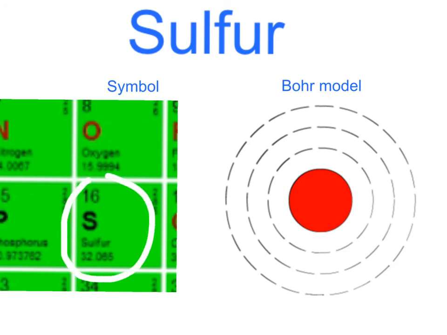And so I can use this information to fill in my protons and neutrons. So how many protons does sulfur have? Sulfur has 16 protons. That's his atomic number right here. He has a rounded mass of 32. 32 minus 16 is 16. And now I need to put in my electrons.